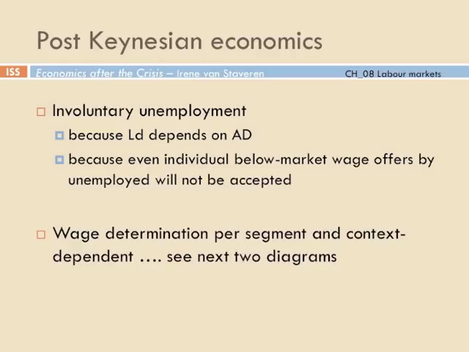In post-Keynesian economics, all unemployment is involuntary. Even when somebody who's unemployed offers his labor to an employer for a lower rate than the wage rate, he will not be hired because the employer doesn't need more labor.